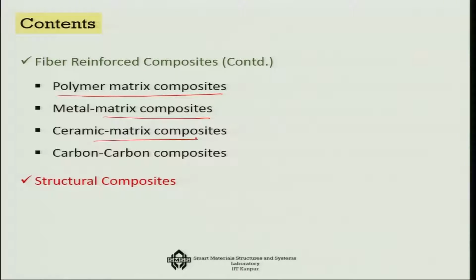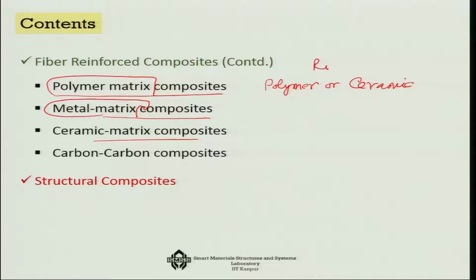Now when I am talking about polymer matrix composite, what we are telling is that the matrix has to be polymer, okay. But what about the reinforcement? We are remaining silent about it, but the reinforcements for polymer matrix composites are generally either polymer or ceramic. When we are talking about metal matrix composite, then these are the reinforcements. Then it will be either metal itself as a metallic fiber or ceramics.